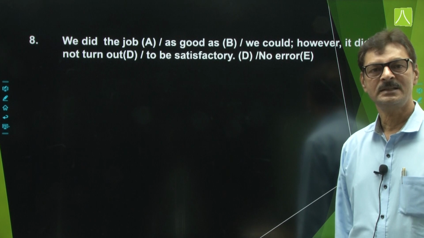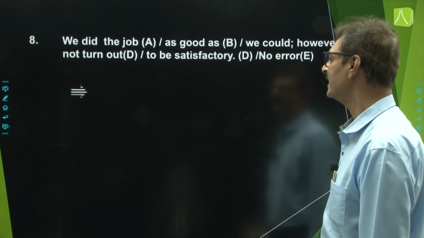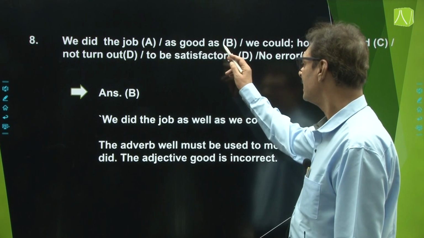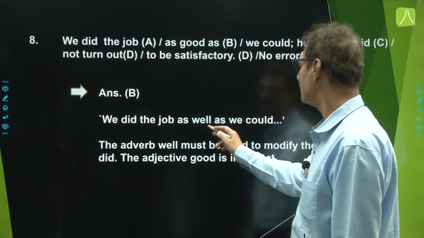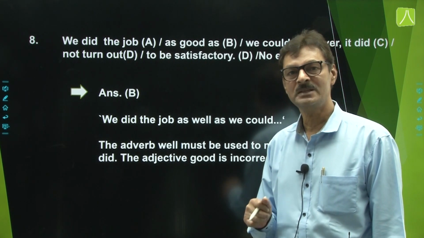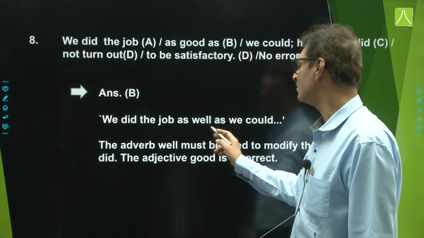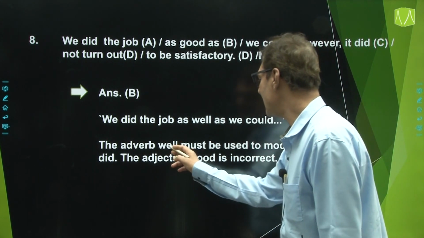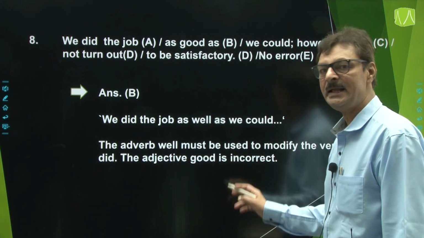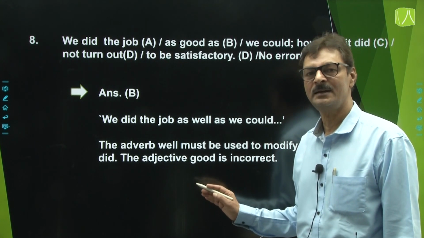Good sentence. ध्यान से देखिए, है क्या इसके अंदर कोई error? Do you find any error in this? Yes, there is an error over here. Yes, intelligent sentence. We did the job as good as नहीं होना चाहिए. We did the job as well as we could. बोलते हैं ना, well done. The job is well done. So we did the job as good as नहीं होना चाहिए. We did the job as well as we could. Because the adverb well must be used to modify the verb did. The adjective good is incorrect. Remember this rule. इस rule को याद कर लेना.